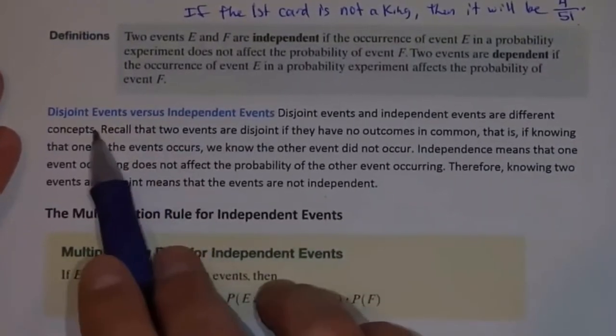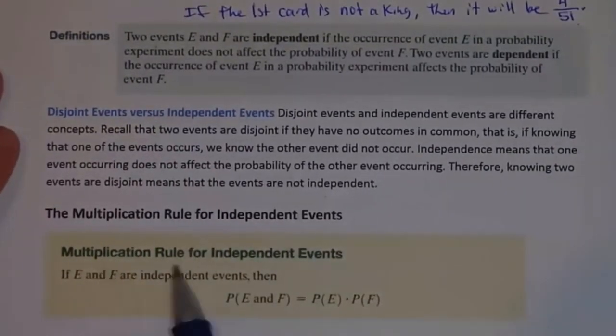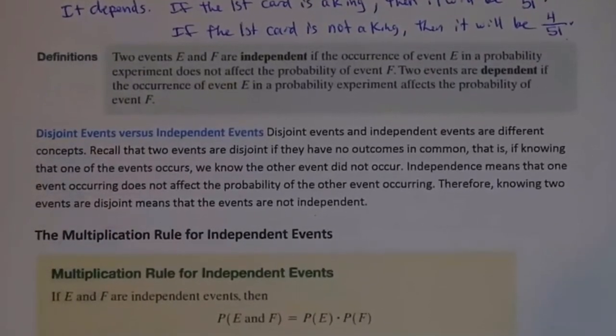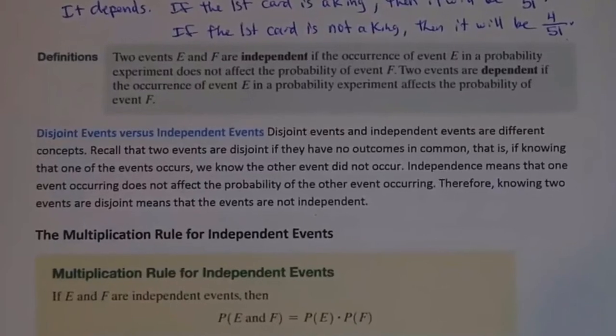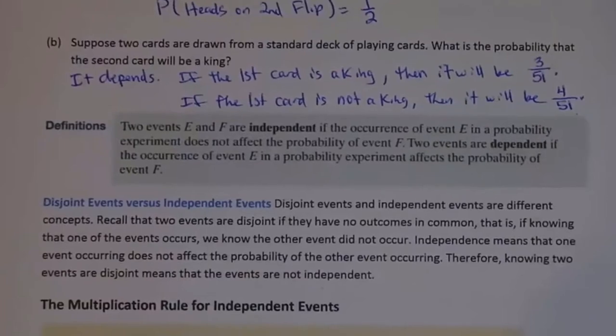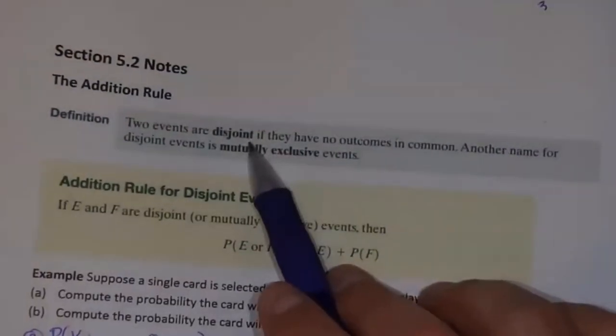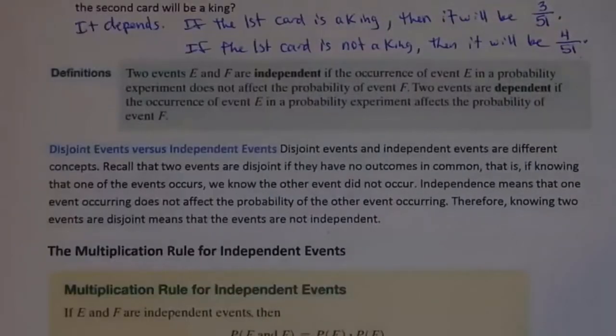So I'm going to skip this just for a second, and I'm going to jump down here to the multiplication rule. But before I do that, I do want to point out that it is very, very common for people who are first studying the idea of independent and dependent, and we just previously talked about the concept of disjoint, to get those two concepts confused. And so I want to point out to you, you really need to pay attention to the difference between those. They're not the same thing.